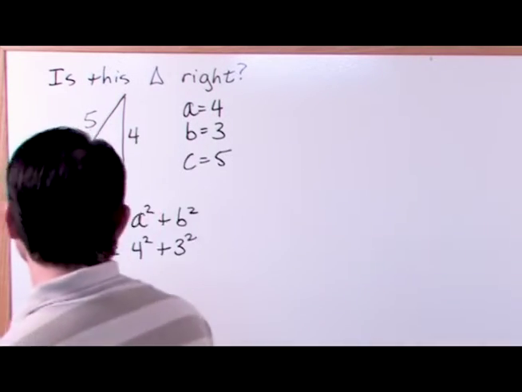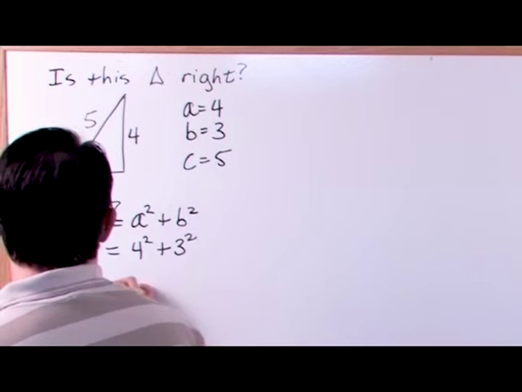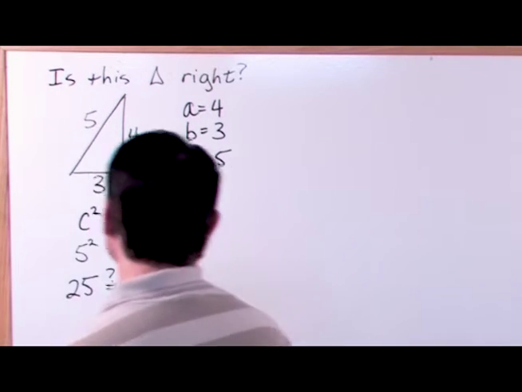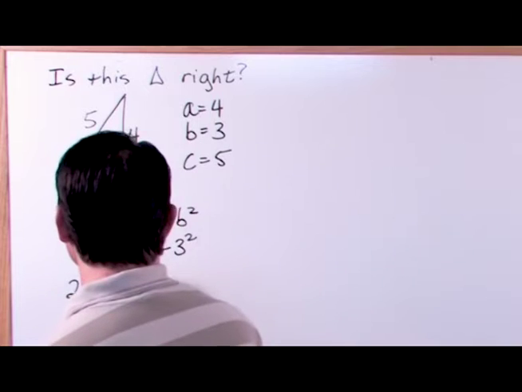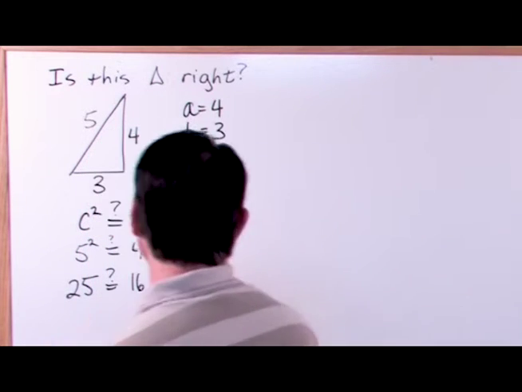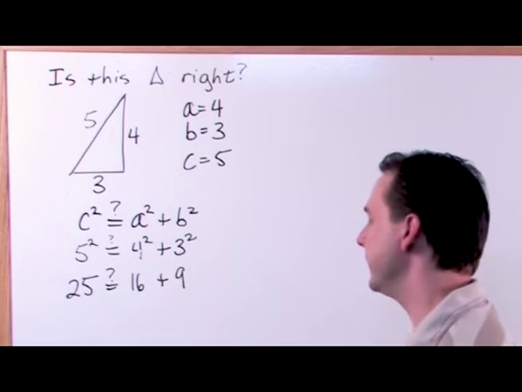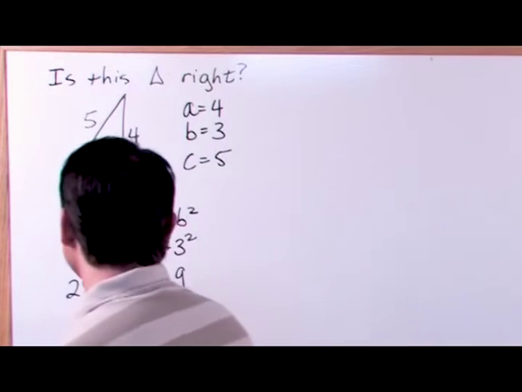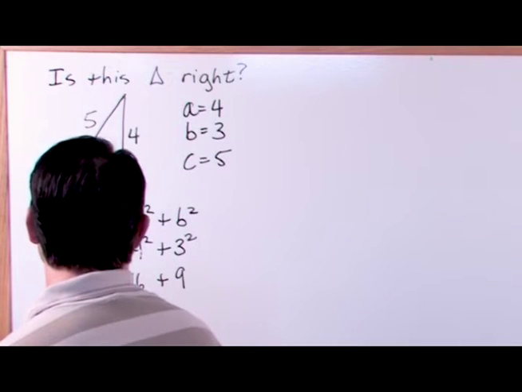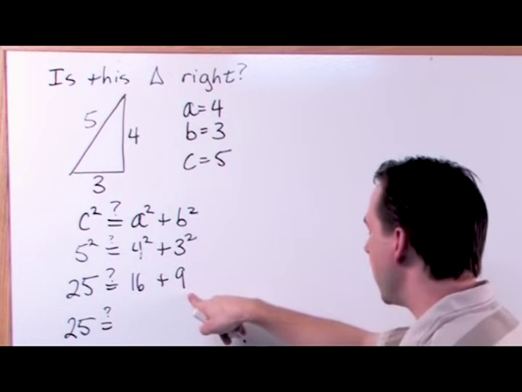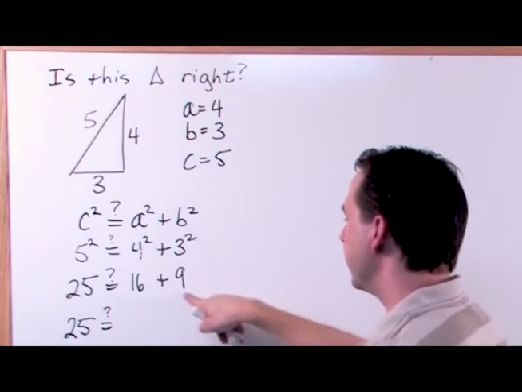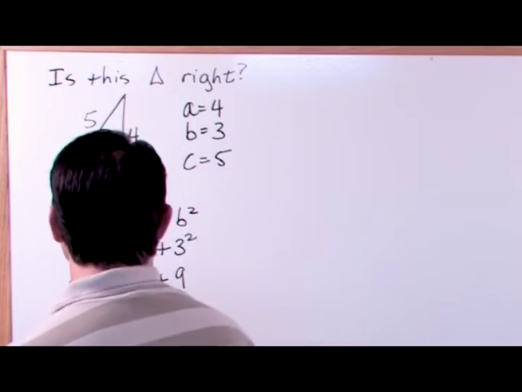5 squared is 25. I'm going to go ahead and put my little question marks here. 4 squared is 16 plus 3 squared is 9. All I did was square these here. And then 25 is equal to 16 plus 9. I think you all could convince yourself that that's equal to 25.